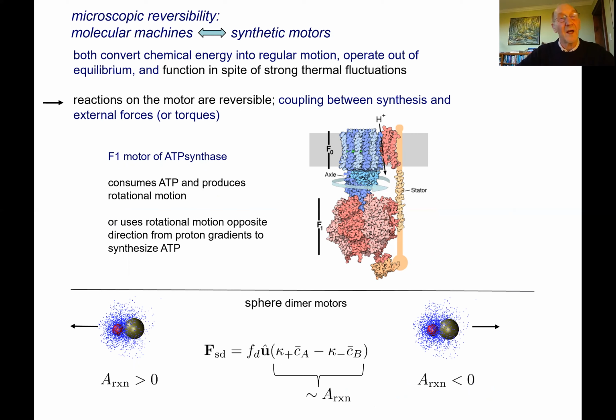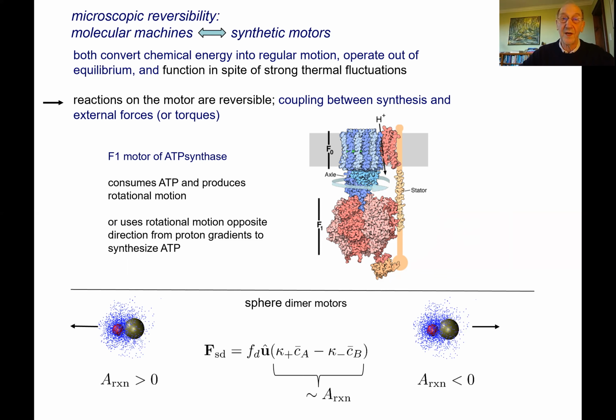So because of the underlying microscopic reversibility and the fact that the system is driven out of equilibrium, as I've described, it turns out that the underlying description of both molecular machines and these diffusiophoretically powered synthetic motors has a very similar structure if you look at it from a fluctuating thermodynamic point of view. Just in general terms, both molecular machines and synthetic motors convert chemical energy into regular motion, they operate out of equilibrium, and they work in spite of being subjected to very strong fluctuations.